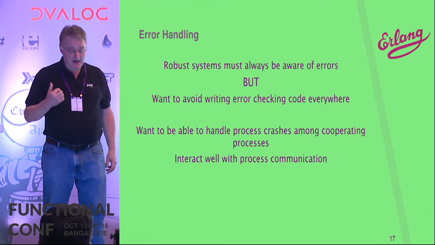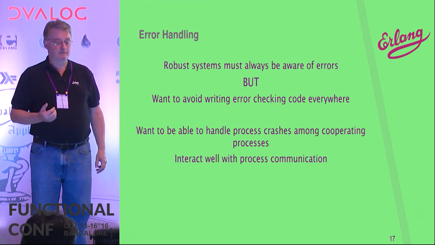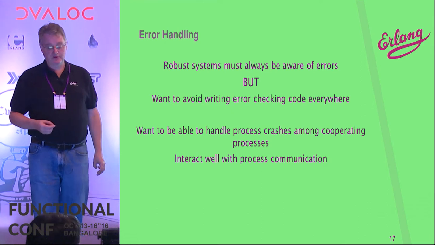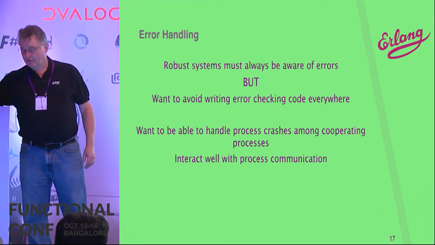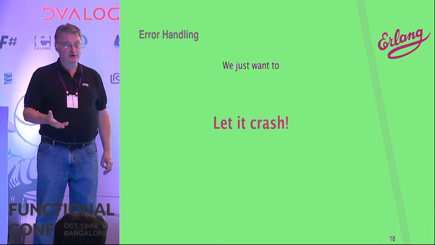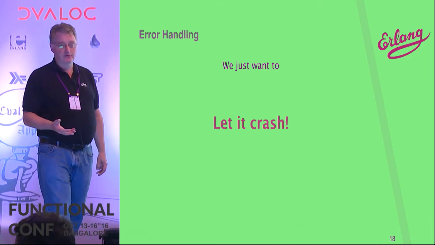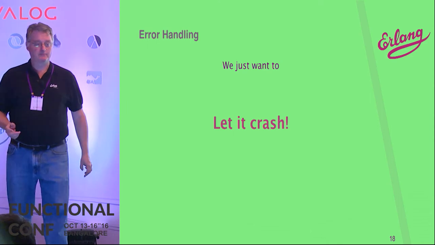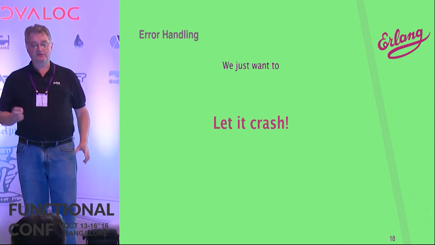And we want to be able to handle processes crashing, because they will crash. And we want a mechanism that interacts well with the process communication. So what we want to do, we just want to let things crash. So when a process goes wrong in the system, we want to let it crash and let the system clean up afterwards and keep on going. And crashing one process will not take down the system.